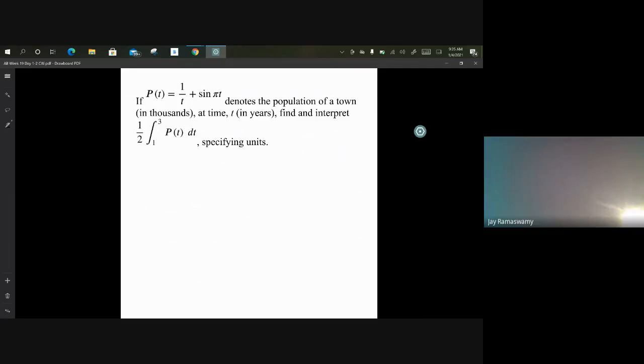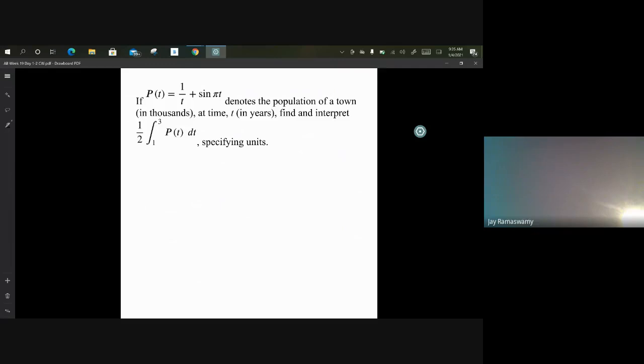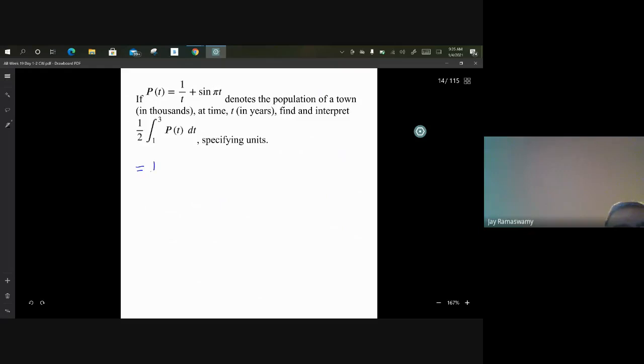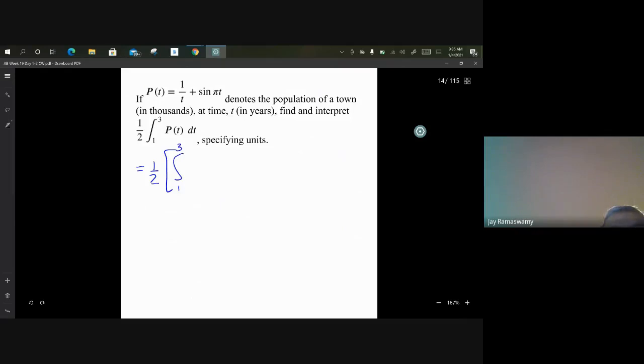It says, if P of t denotes the population of a town in thousands, keep track of that, at time t in years, find and interpret 1 over 2 integral 1 to 3 of P of t dt. Okay, specifying units. So relax. Is P of t given to us? Can we just plug it in? Yes.